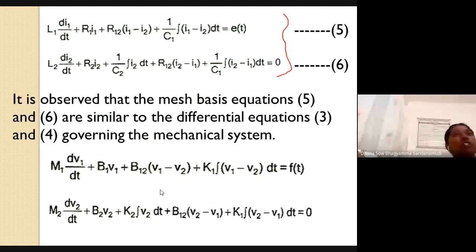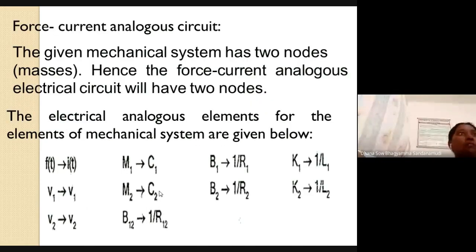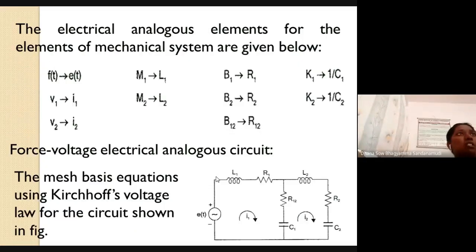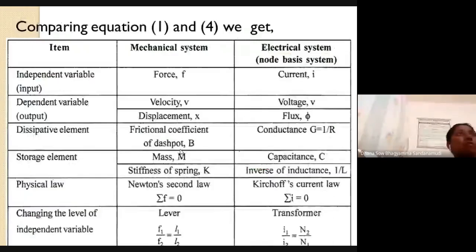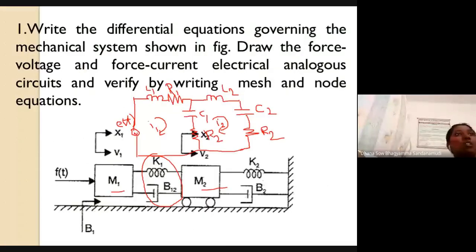Now the force-current analogous circuit. Just now we have seen the force-voltage analogous circuit. Now let us see the force-current analogous circuit. You must remember this based on this table. From this table, force is analogous to current, velocity is analogous to voltage, displacement is analogous to flux, and so on. If you remember these analogous terms, you can easily draw this circuit.